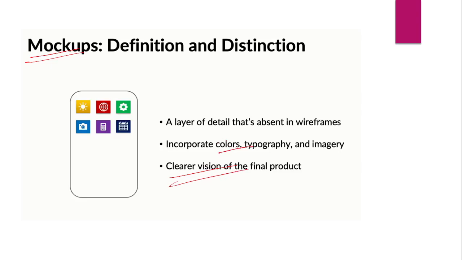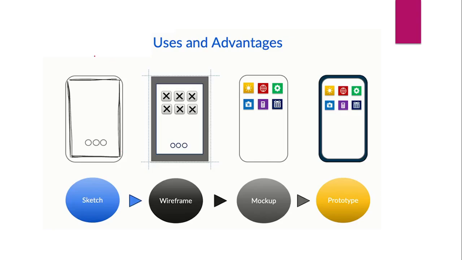It incorporates the colors, typography, and imagery. Typography means the fonts, how the font is looking very beautiful for the users. The font selections and icons. So how you are going to make it in the mockups. So now you are able to understand what the different things are.